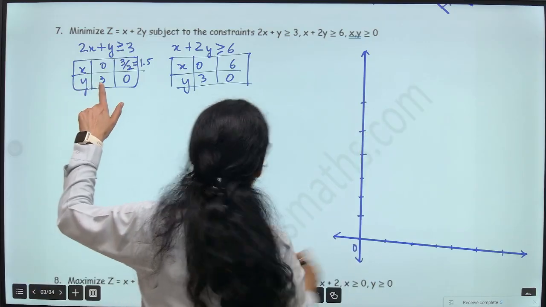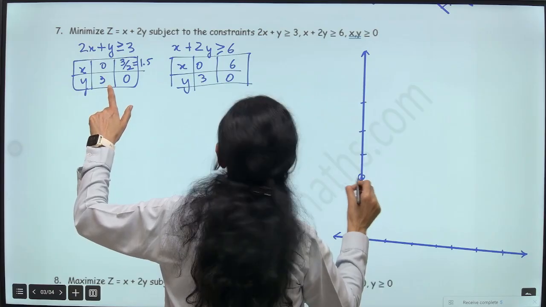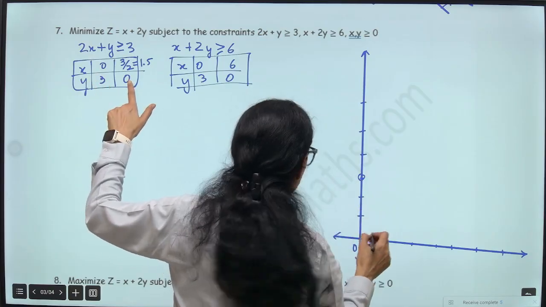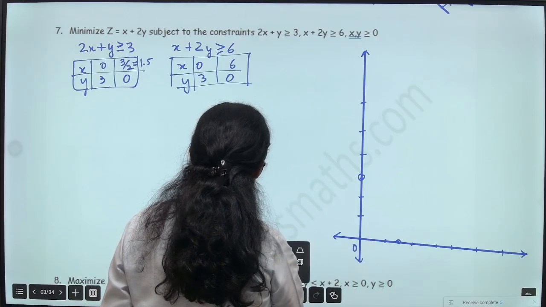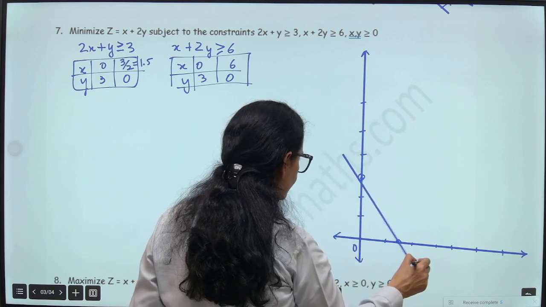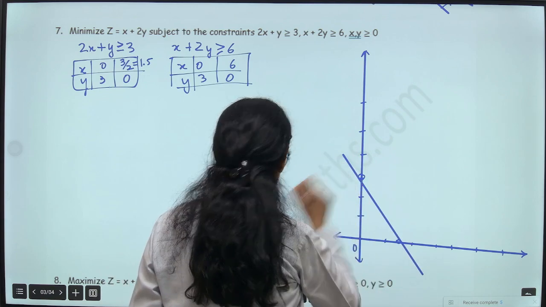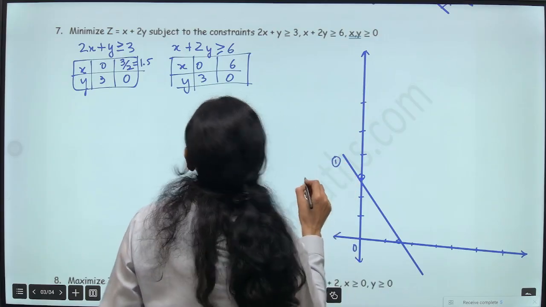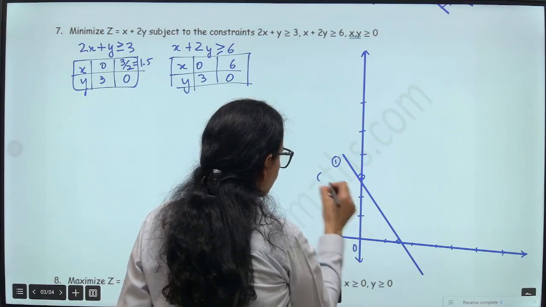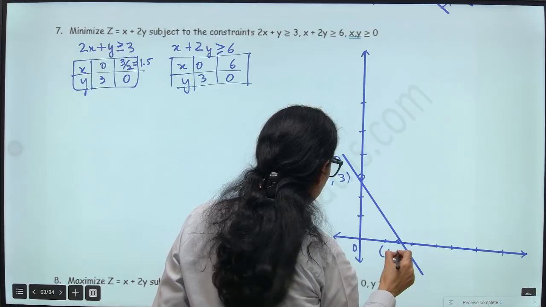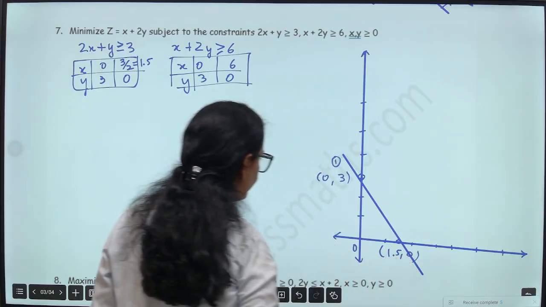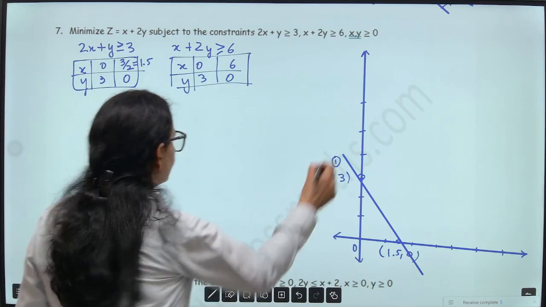Okay, when x is 0, y is 3. So this is the point. And when y is 0, x is 1.5. So this is the point. So the graph for the first inequality is somewhere like this. The points are x is 0, y is 3 and x is 1.5 and y is 0, right? So this is the first inequality.